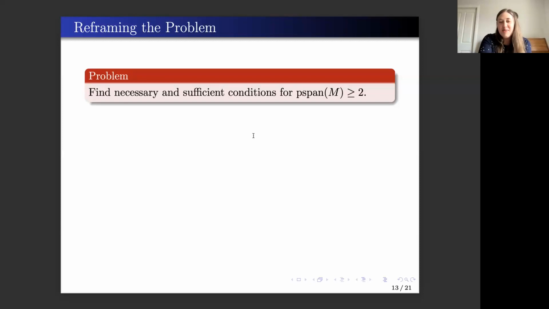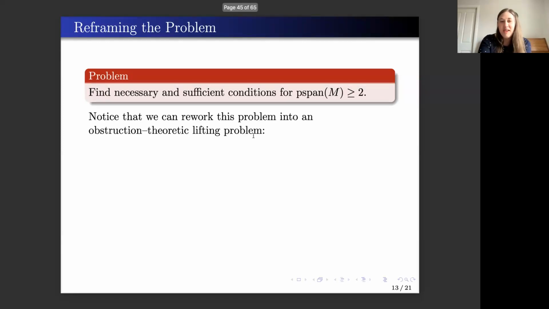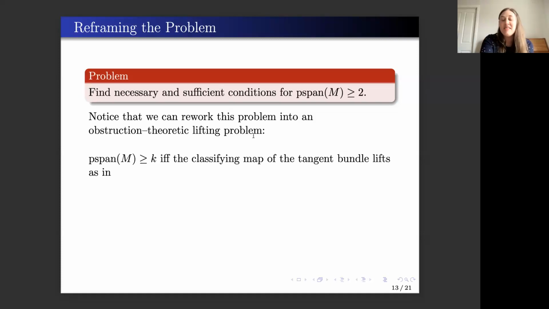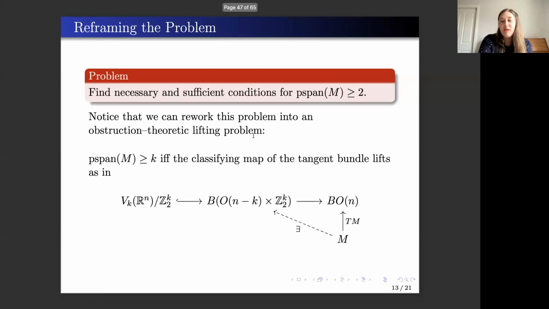So this is my problem. I'm looking for necessary and sufficient conditions for a manifold to admit a projective 2-frame. My methods are obstruction theoretic, and the main thing we need to do to see that this is an obstruction theory problem is to rework it into a lifting problem. If you haven't seen classifying maps of bundles and stuff, don't worry about this. You can just believe this: the projective span of a manifold is at least k if and only if the classifying map of the tangent bundle lifts, as in this diagram here.